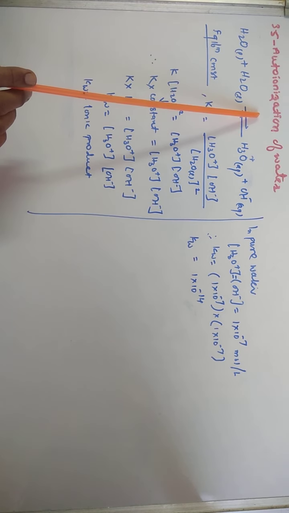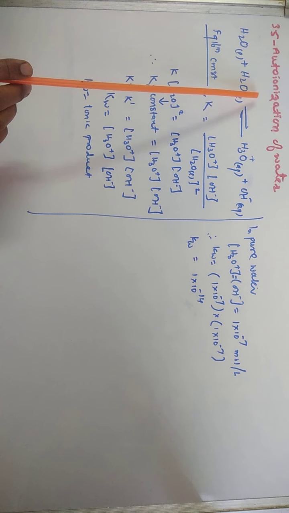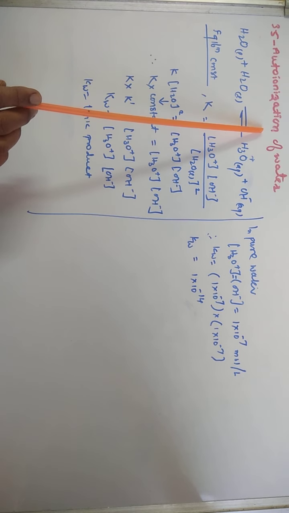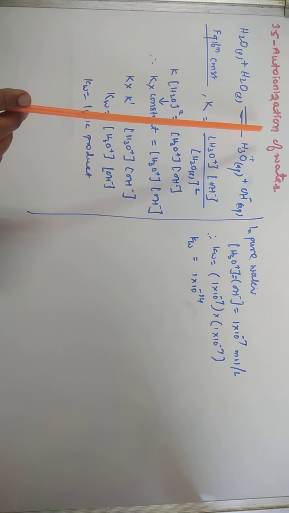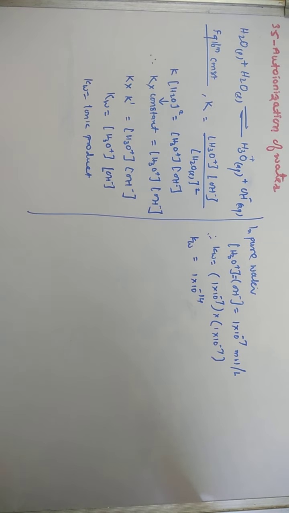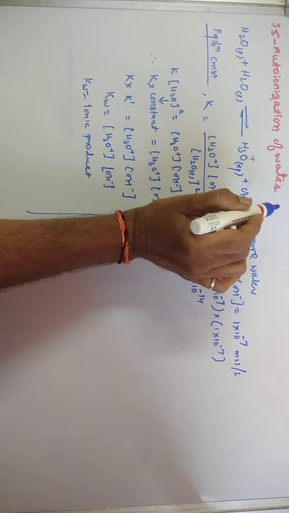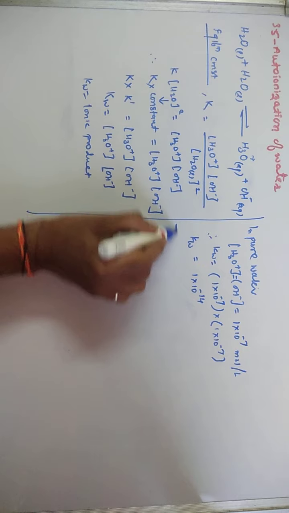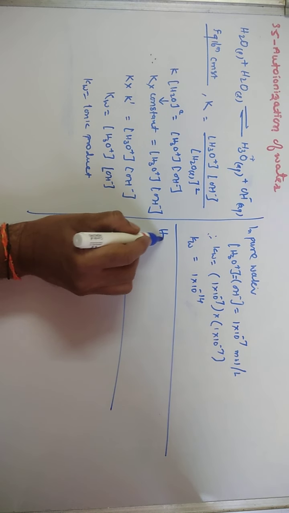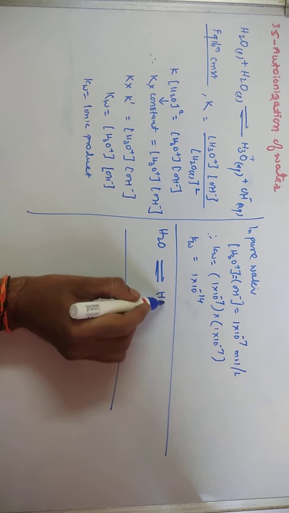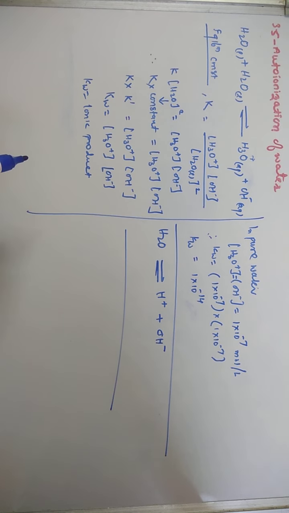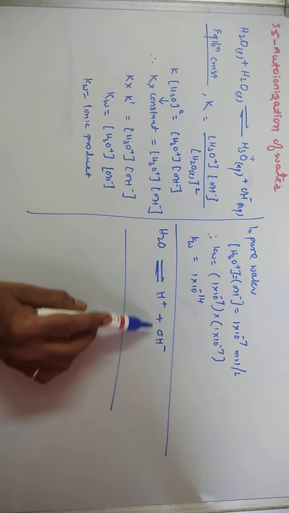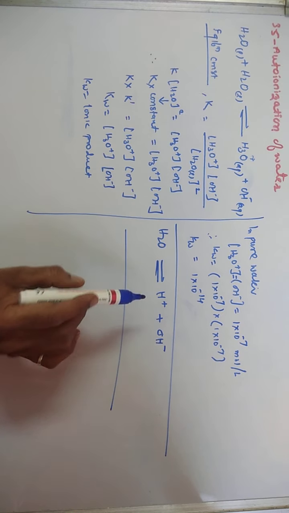Our pure water also ionizes to a small extent, and on the ionization it gives a little amount of ions like H plus and OH minus. Basically, H2O water dissociates to give little H plus ion and OH minus ion. After ionization, the number of H plus and OH minus ions are equal.